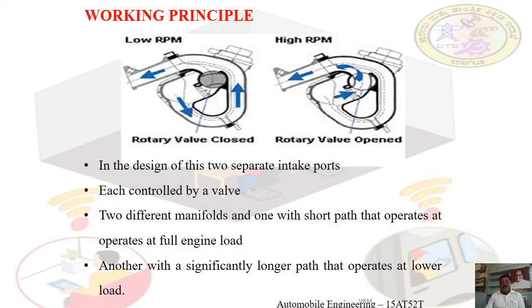In the design of these two separate intake ports, each is controlled by a valve like the rotary valves, either closed or opened at lower RPM and higher RPM, in two different manifolds. One with a shorter path, which, as I've already told, operates at full engine load. Another with a significantly longer path operates at lower load.